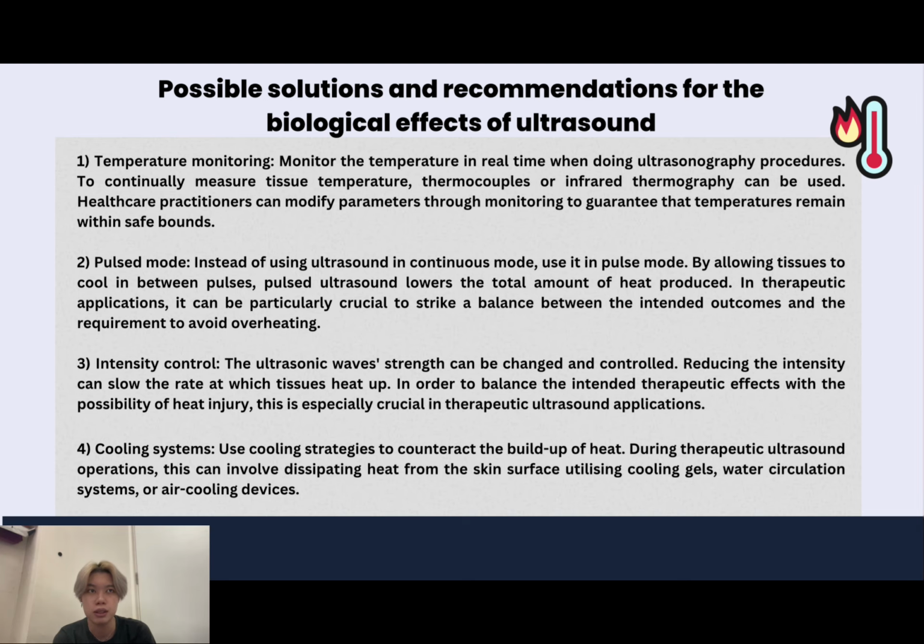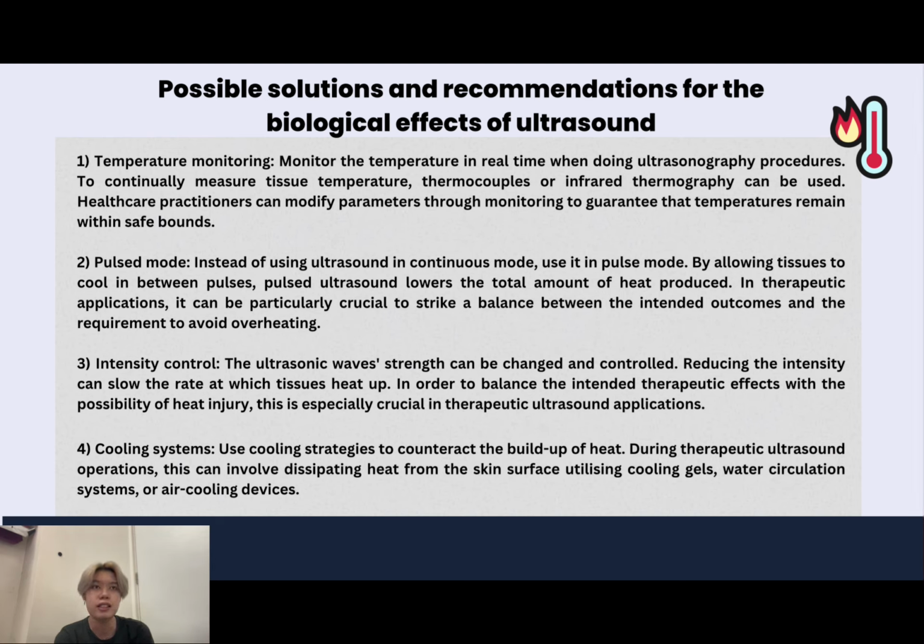Secondly is pulse mode. Instead of using ultrasound in a continuous mode, use it in pulse mode. By allowing tissues to cool in between pulses, pulsed ultrasound lowers the total amount of heat produced. In therapeutic applications, it can be particularly crucial to strike a balance between the intended outcomes and the requirement to avoid overheating. Thirdly is intensity control.